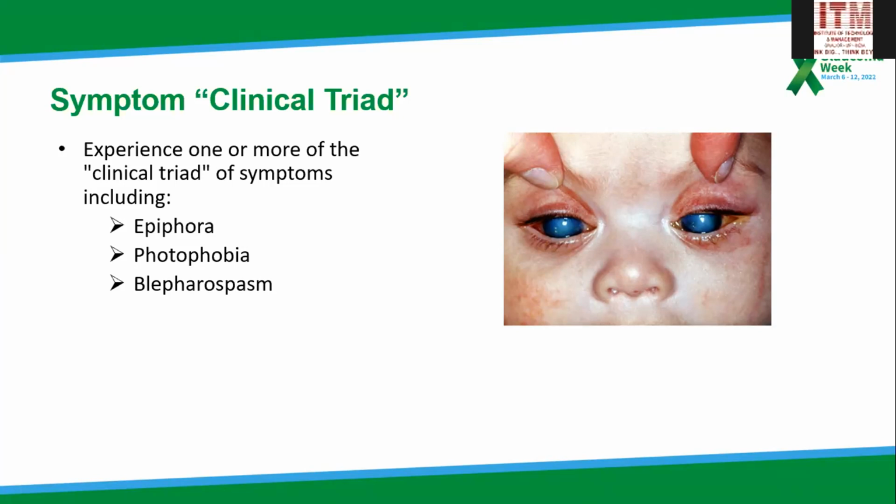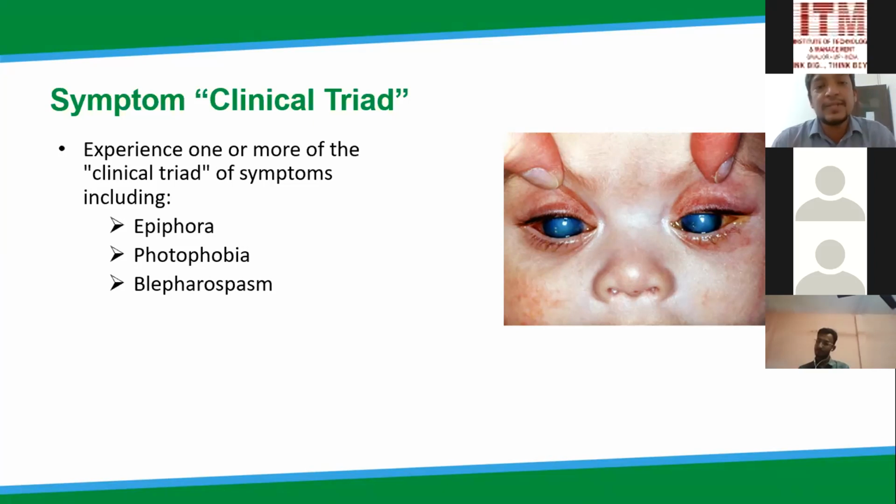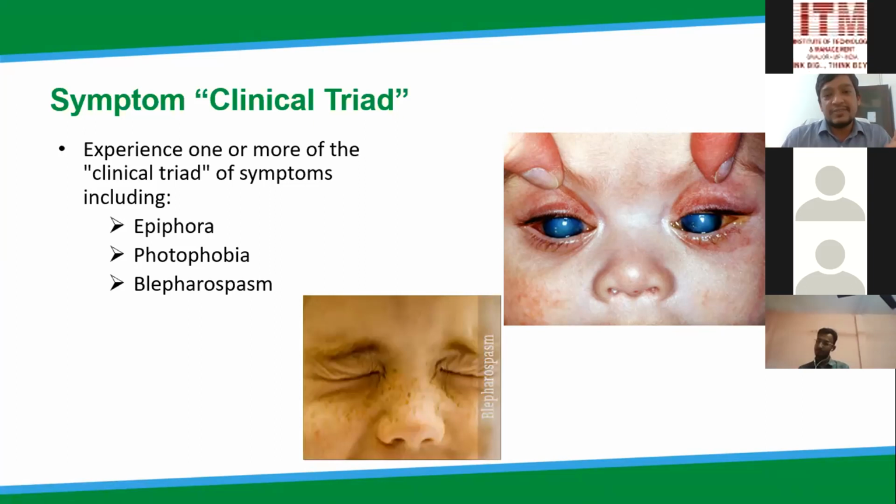Photophobia is extreme, not just a glare problem. They are not able to open their eyes even in room light. They have a lot of problems in normal room lights, and they only open their eyes in dark or very dim light conditions. So there is extreme photophobia, and blepharospasm is closing the eyes very forcefully. These are the typical clinical signs, the three clinical triad you will see in congenital glaucoma patients.